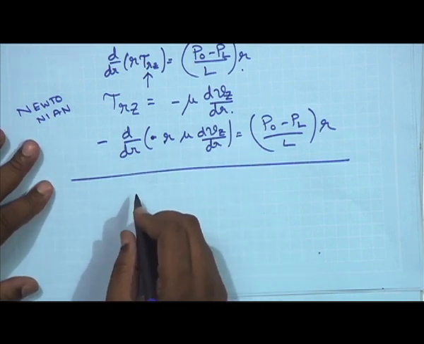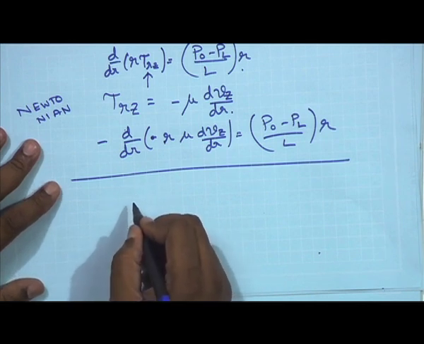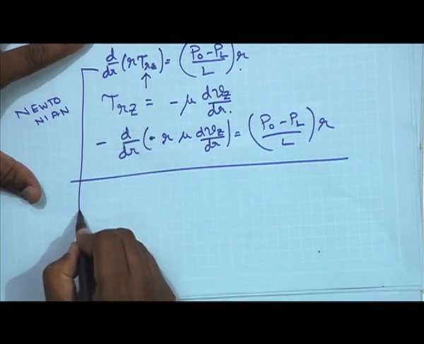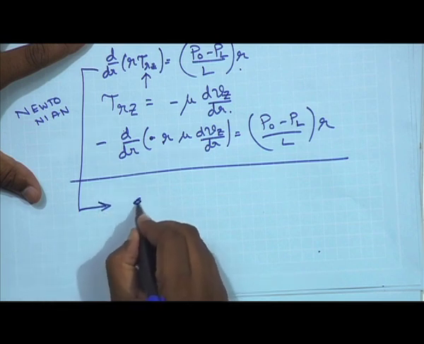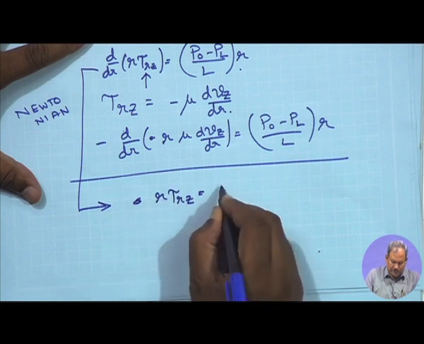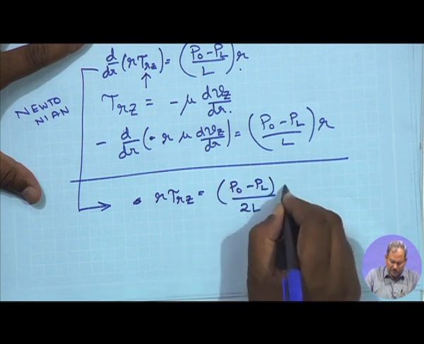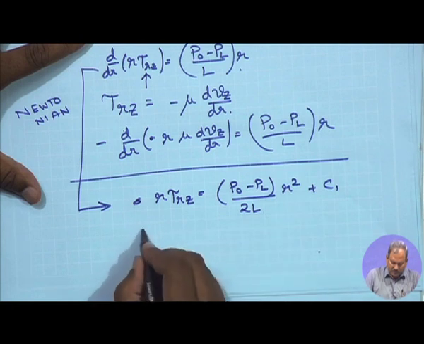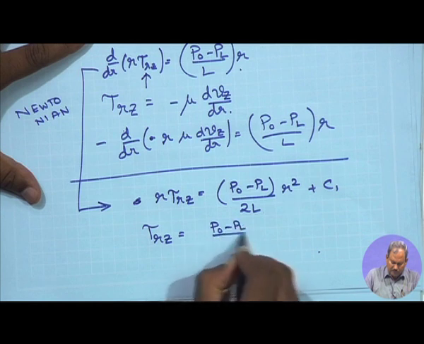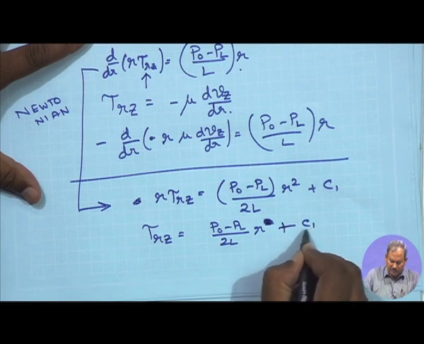If you integrate it twice, what you are going to get is the expression from this one. Once you integrate this, it would be P0 minus PL by 2L times r squared plus C1, or in other words, I can express it as tau rz is P0 minus PL by 2L times r plus C1 by r.